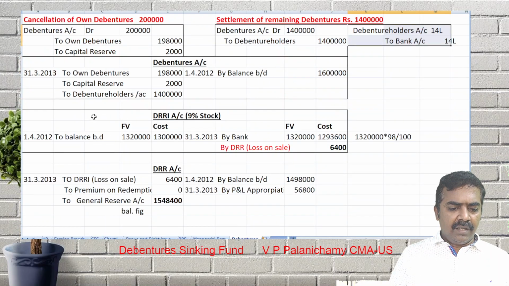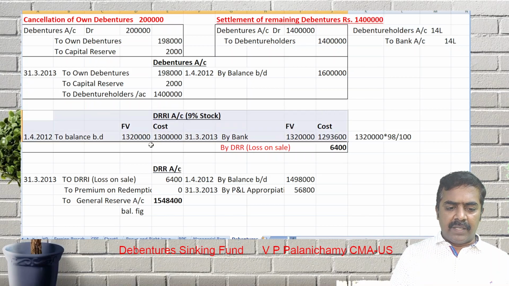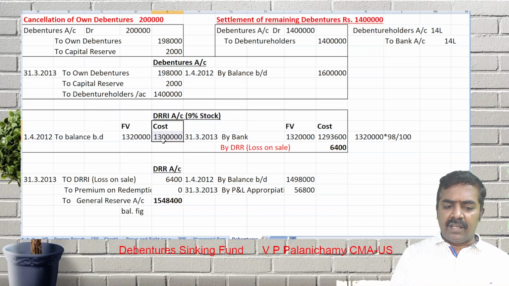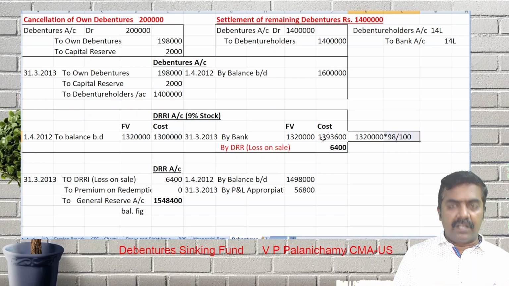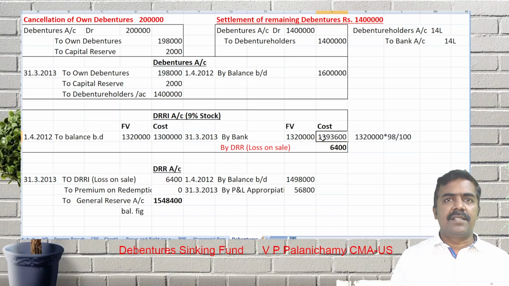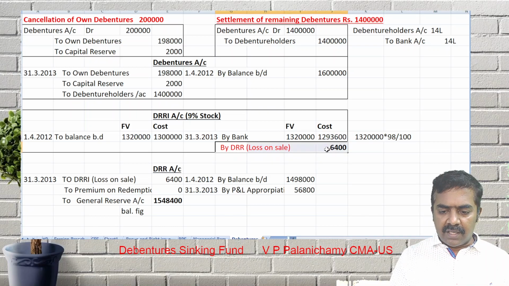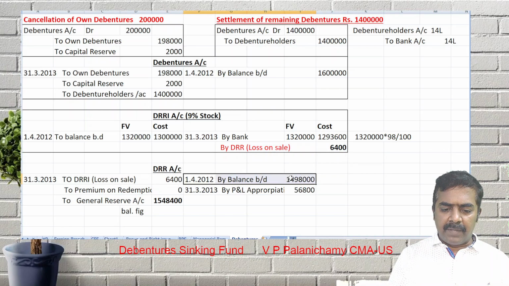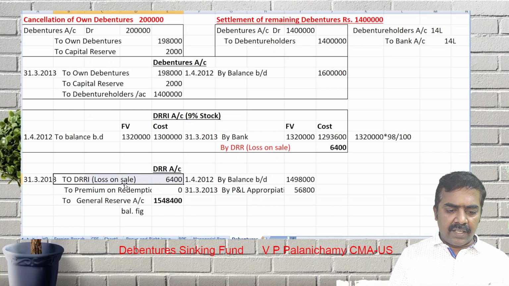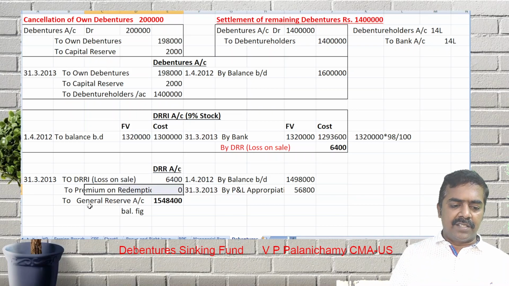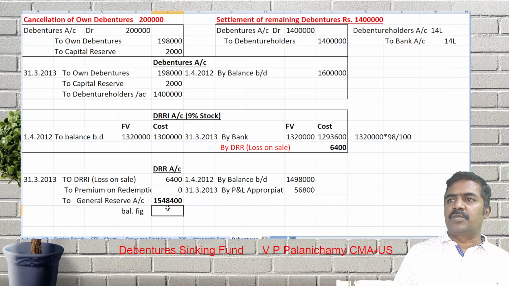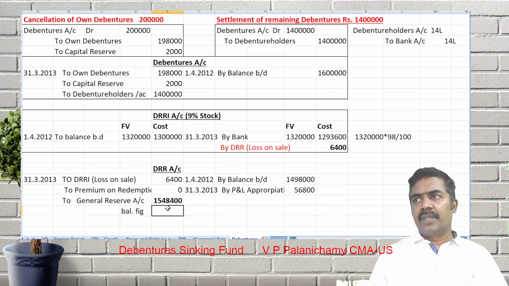Then debenture redemption fund investment face value 13,20,000. Cost first working இதான் பண்ணிருக்கோம் 13 lakhs. It is sold at 98%, so 12,93,600. So loss on sale is adjusted in which account? Debenture redemption reserve account. Then debenture redemption reserve opening balance plus current year appropriation of profit, less loss on sale. If there is a premium on redemption, that will get adjusted. The balancing figure is transferred to which account? General reserve account.